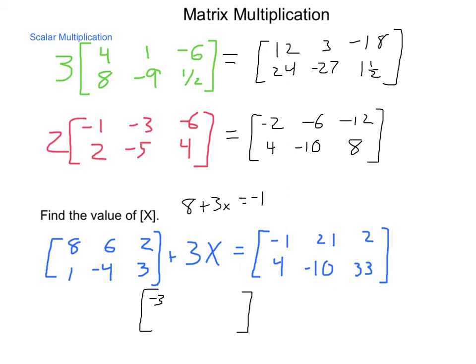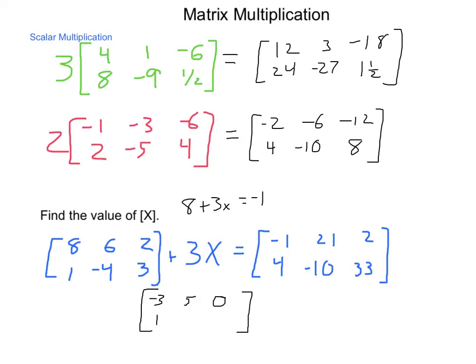Now next one, 6 plus 3x equals 21. So 21 minus 6 is 15, divided by 3 is 5. 2 plus 3x equals 2. Well, we would add nothing. 1 plus 3x equals 4. Subtract the 1. That gives us 3x equals 3. So x has to equal 1.